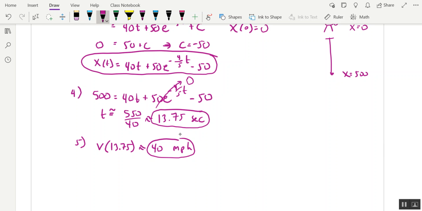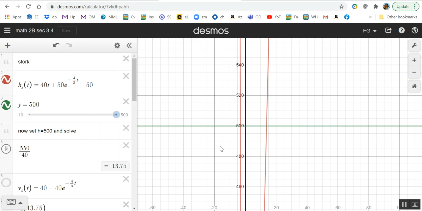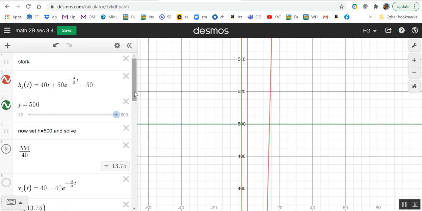And that's not a soft landing. It hits pretty hard. Let me show you some shortcuts on Desmos. Okay, I made a file. Here's the stork problem.